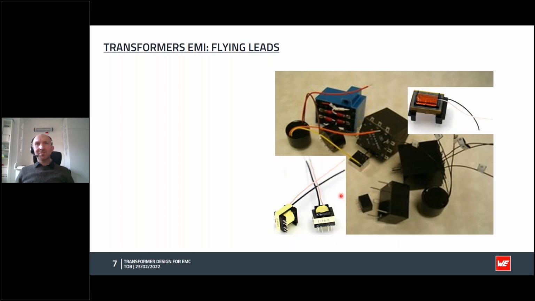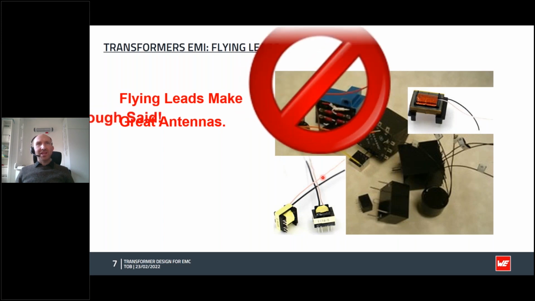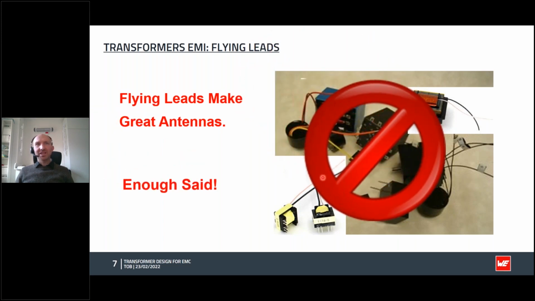But that may seem like a great thing. We get very high creepage and clearance distances and a small footprint on the PCB, but there's a drawback. These leads are typically very long. They're generally inserted into the PCB, and there's very little control over how the leads will lie, these long leads, and so they can go anywhere. So they will make basically great antennas. And great antennas are something we want to avoid for EMC. So flying leads really need to be avoided where possible.